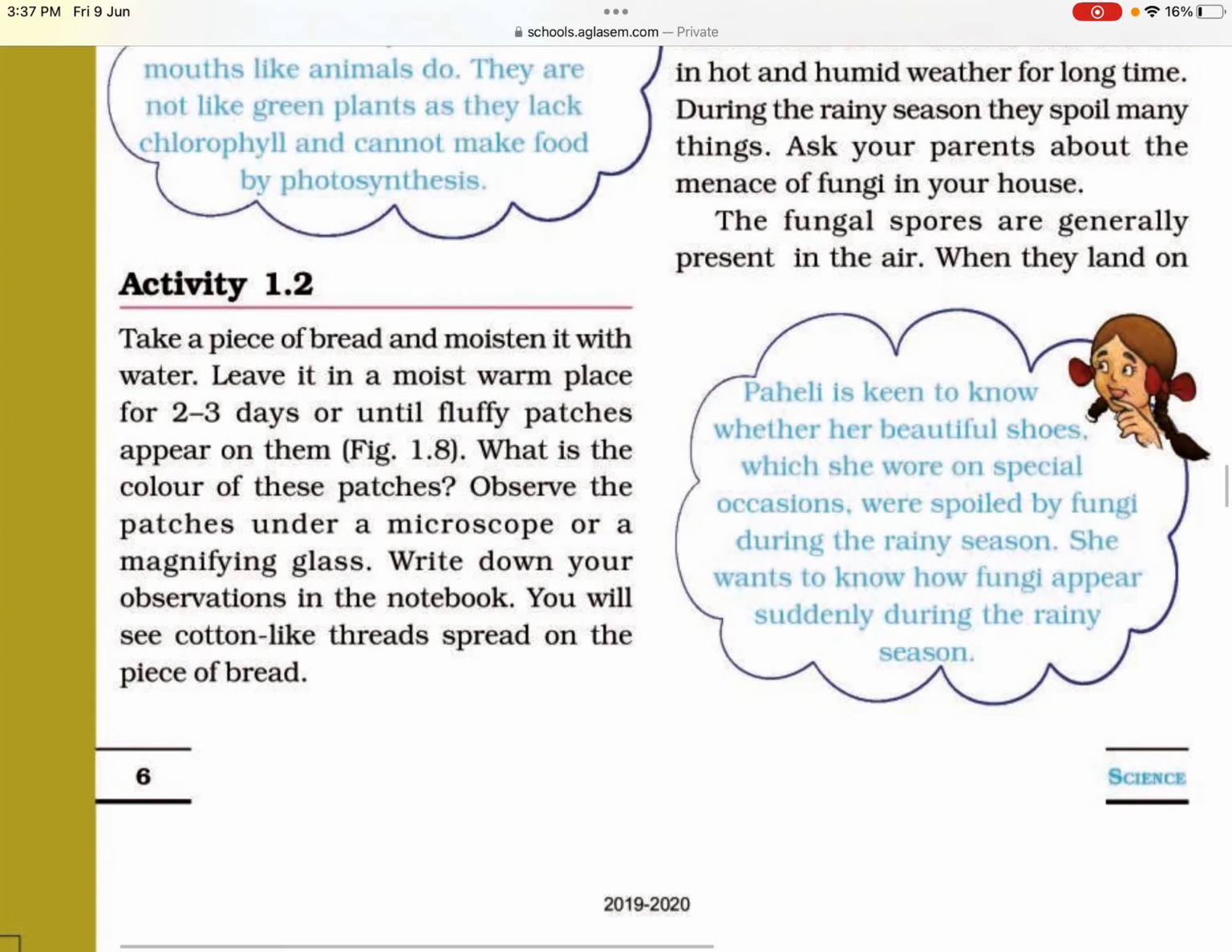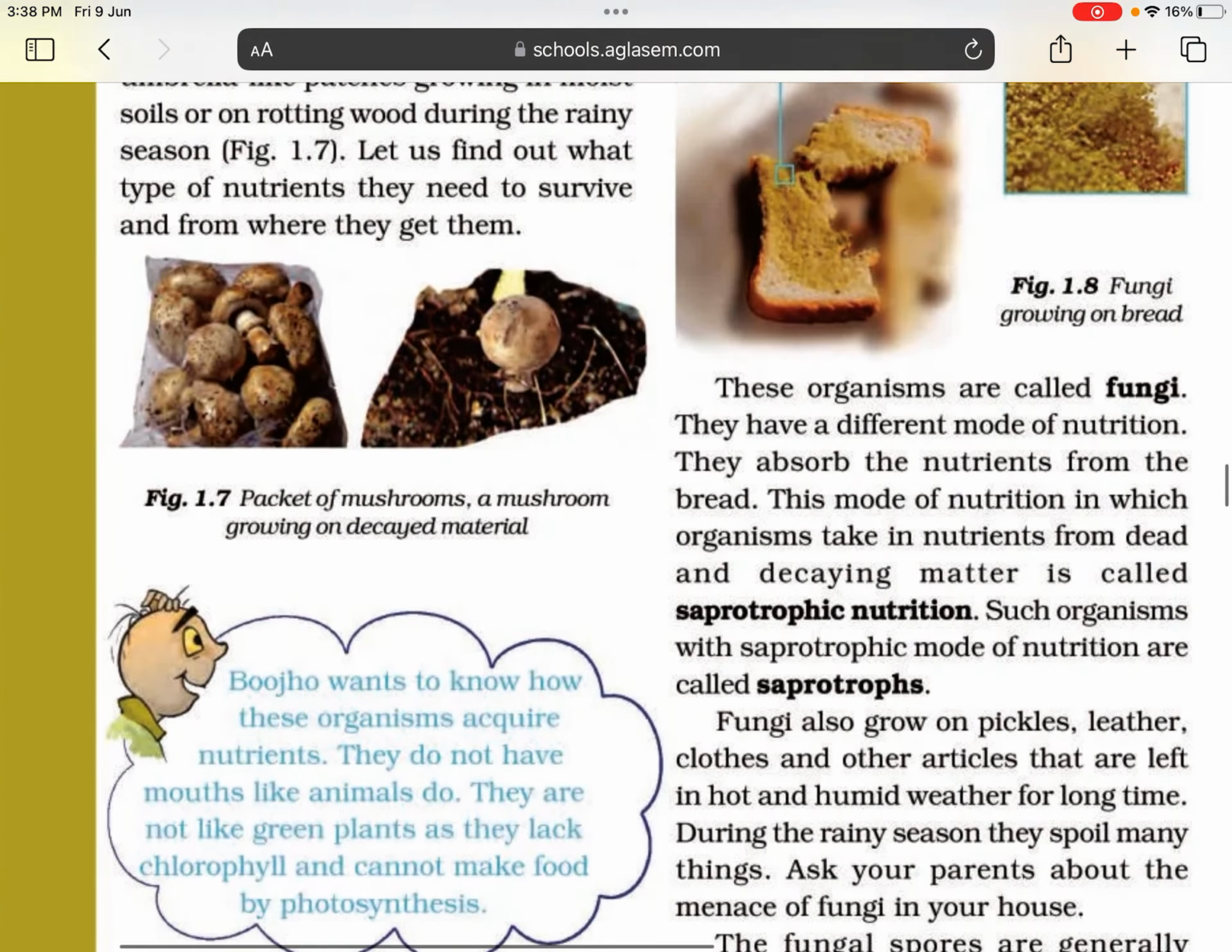Take a piece of bread and moisten it with water. Leave it in a moist, warm place for 2 to 3 days or until fluffy patches appear on it. What is the color of these patches? Observe the patches under a microscope or a magnifying glass. Write down your observations in the notebook. You will see cotton-like threads spread on the piece of bread.